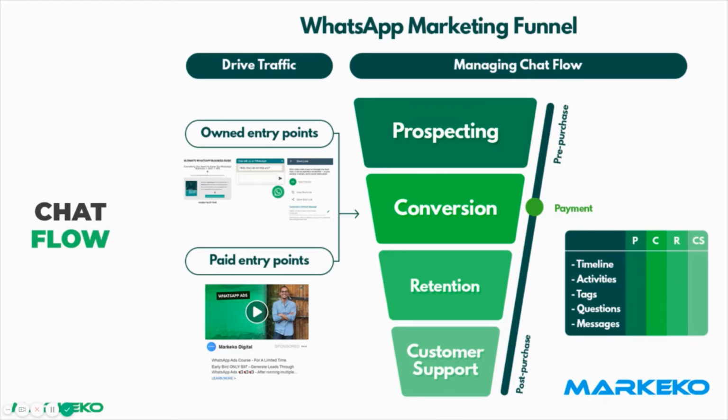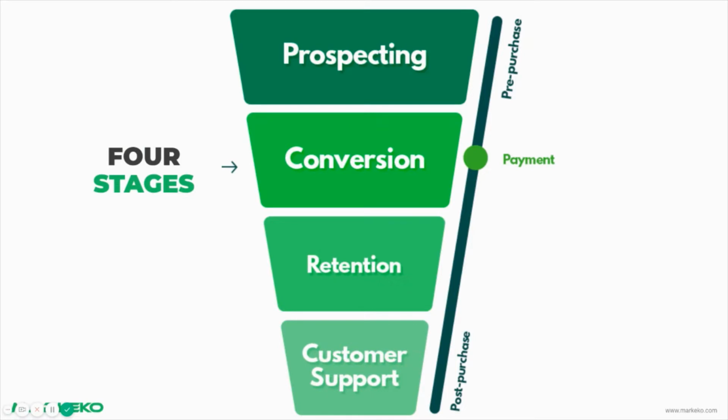And so what we'll do in this lesson is talk about more details about these four stages and also the different things that you're going to be using within those stages, right? Your timeline, activities, tags, questions, messages, and best practices in using those stages, and also an example so that you can see how we've used the labels with customers so that there's better organization and management and just coordination among your team to see where your leads are, right? And so the four stages that we've talked about so far are prospecting, conversion, retention, and customer support. So what are those four stages?